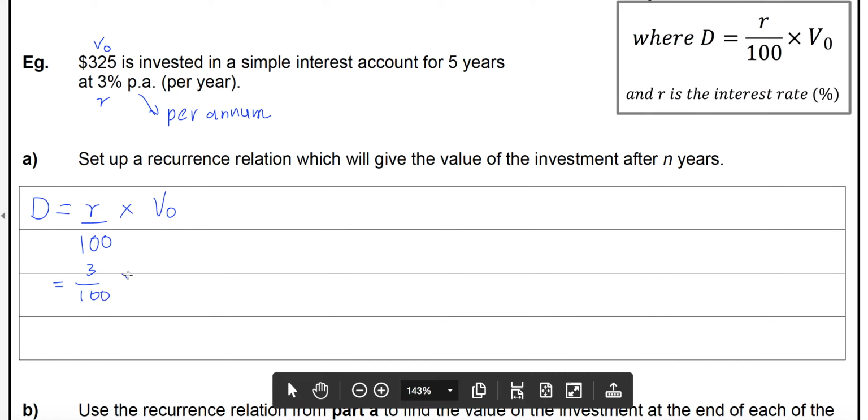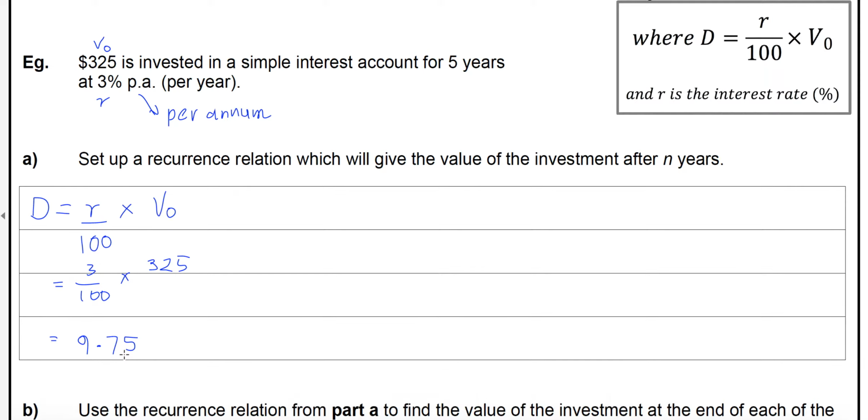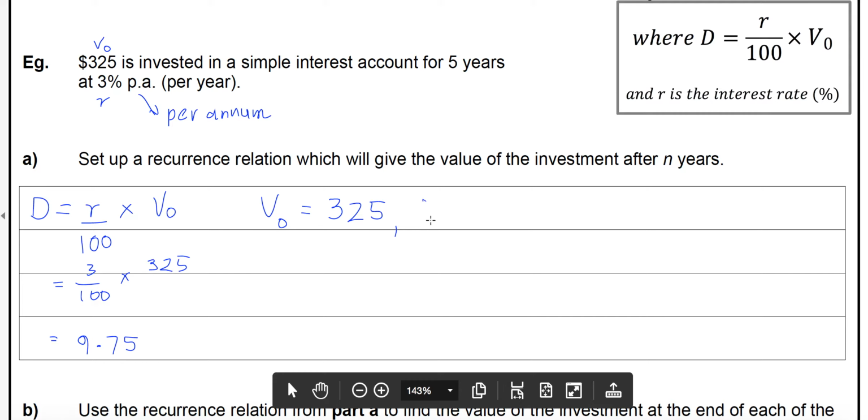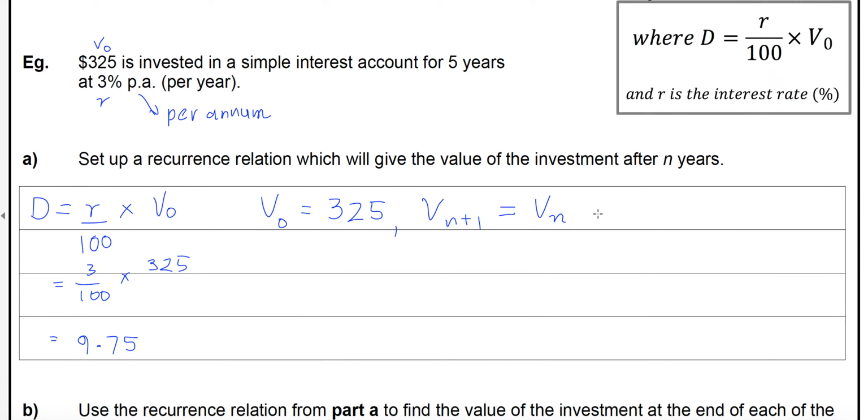We're going to earn 3% of 325 each year. We'll do that on our calculator and we'll get 9.75. So you can see it's not very much. However, you've only got $325 in there, so you can't expect to earn too much interest on only a few $100s. Since we start off with 325, that's our V0. And we're only earning $9.75 on that each year. So to get the next value in our sequence, we take Vn and we add 9.75 to it. So there's our recurrence relation.